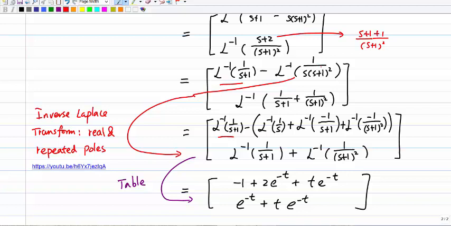So, long story short, this part can be written as L inverse of 1 over s, plus L inverse of minus 1 over (s plus 1), plus L inverse of minus 1 divided by (s plus 1) squared. Similarly for the second one, we also have L inverse of 1 over (s plus 1) plus L inverse of 1 over (s plus 1) squared. Now for these we use a table.